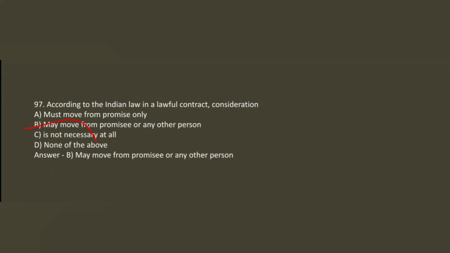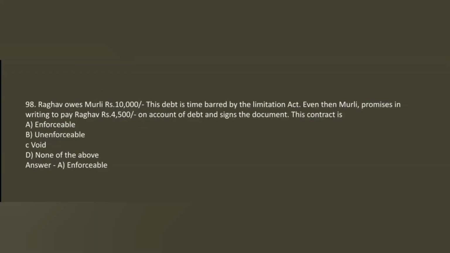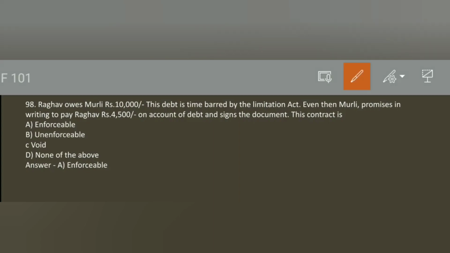may move from promisee or any other person. Question number 98. Raghav owes Murli rupees 10,000. This debt is time barred by Limitation Act. Even then Murli promised in writing to pay Raghav rupees 4,500 on account of the debt and signs the document. This contract is? Correct answer option B. Option A, enforceable.